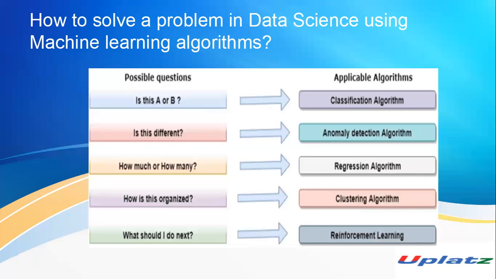Then how it is organized. So now if you have a problem which needs to deal with the organization of data, then it can be solved using clustering algorithm. Okay, so clustering algorithm organizes and groups the data based on features, colors, or other common characteristics.